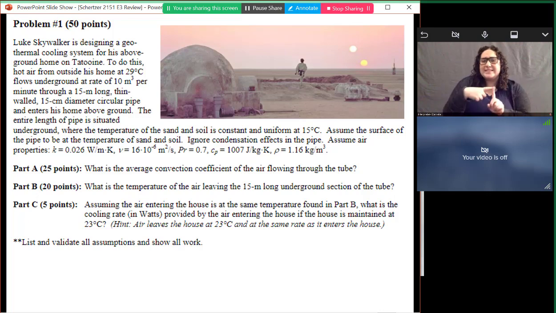And part C, assuming the air entering the house is at the same temperature found in part B, what is the cooling rate in watts provided by the air entering the house if the house is maintained at 23 degrees Celsius? And there's a hint here telling us that air leaves the house at 23 degrees Celsius and at the same rate as it enters the house.